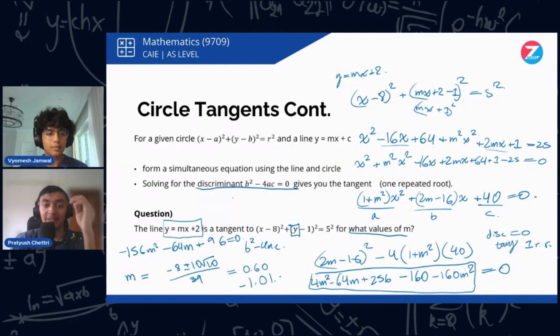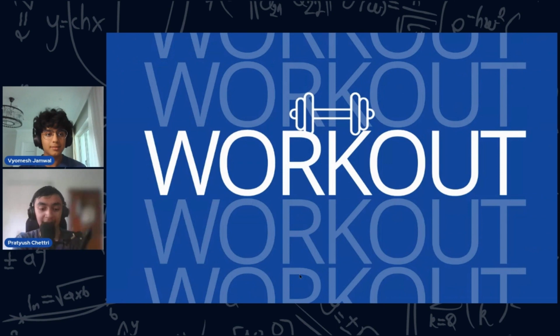They might ask you, instead of the tangent equals 0, for what values of this constant does it have two solutions, so it's greater than 0, or does it have no solutions, is it less than 0? So this is an examiner favorite, and you have to practice this. So let's now get into our last few questions on circles.